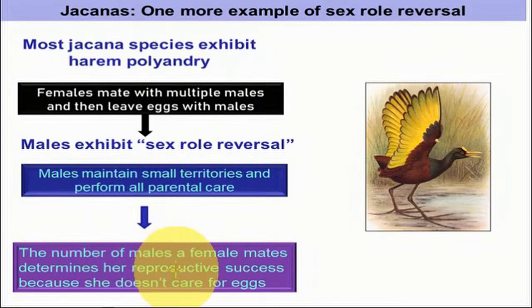The number of males a female mates with determines her reproductive success, because she doesn't care for the eggs. So the female may reproduce as much as possible with the males, and with every male she can leave a number of eggs. So the reproductive success, the chances of survivability of the offsprings, are increased.